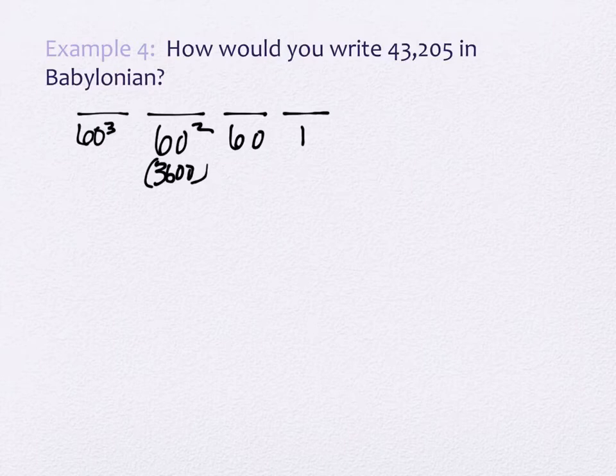And that's 216,000. Now, I don't have a number that's that big. My number is in the 10,000s, not in the 100,000s, so this won't be necessary. I will have a 3 place value number. I will need things in the ones place, in the 60s place, and in the 3600s place.